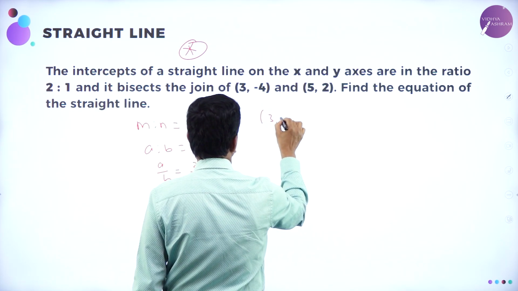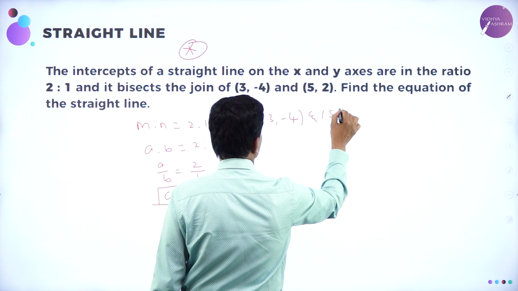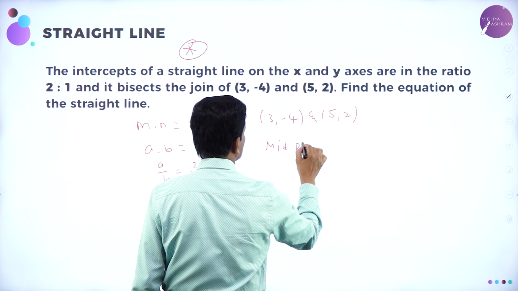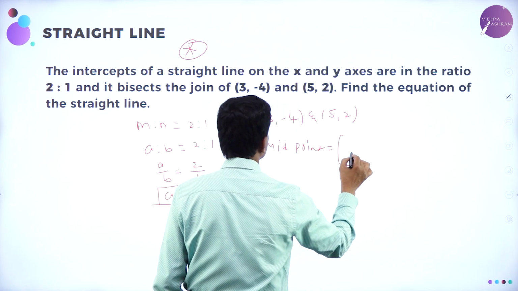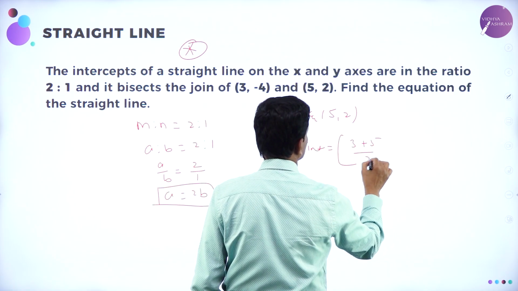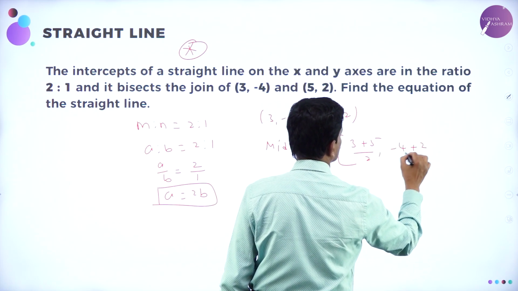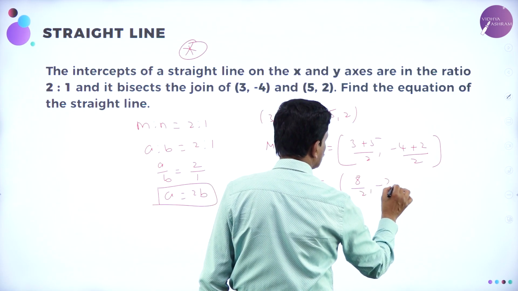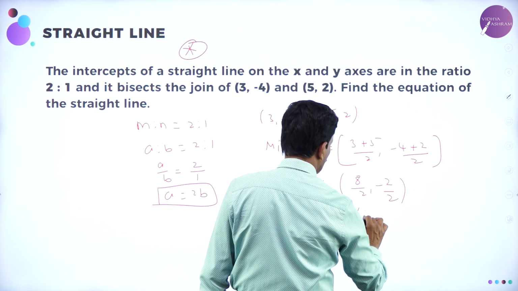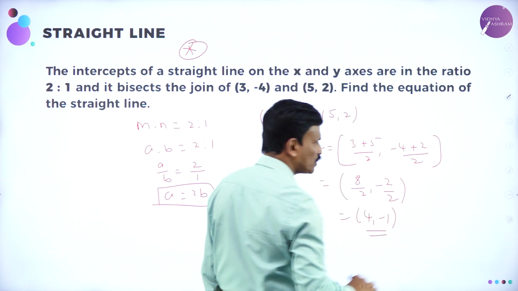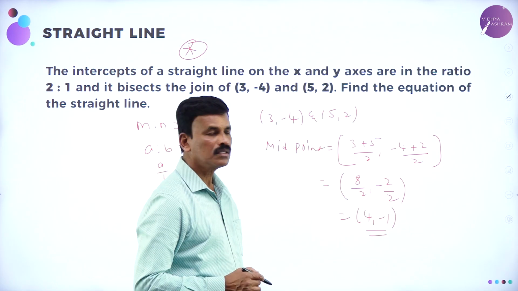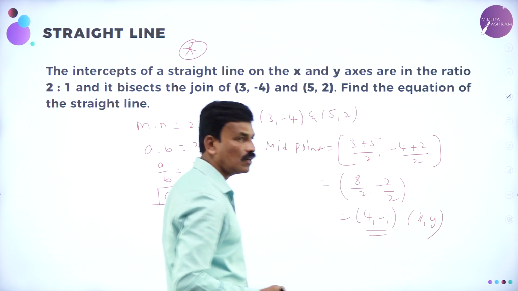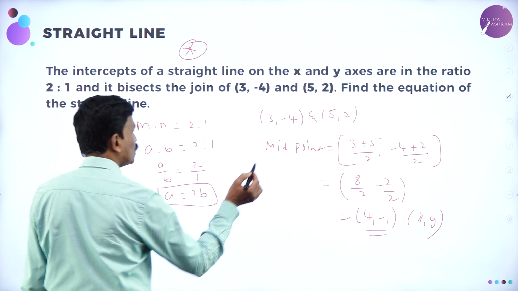It bisects the line joining (3, -4) and (5, 2). Bisects, so just find out the midpoint. Using the midpoint formula, the midpoint of these two is (3 plus 5) by 2, (-4 plus 2) by 2. That is equal to 8 by 2 and -2 by 2, which is 4, -1. This is the midpoint, this is x, y. Now, what is the equation of the line?